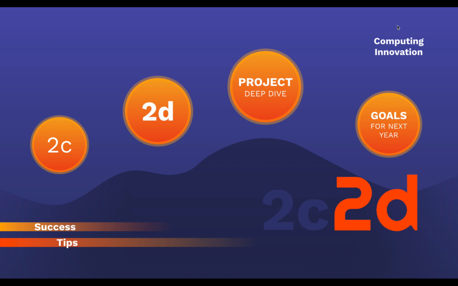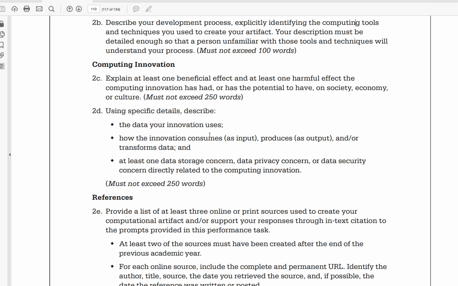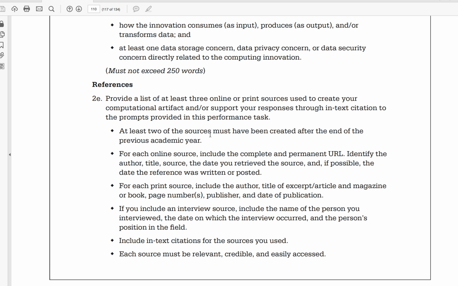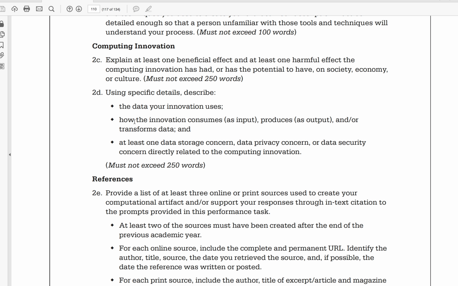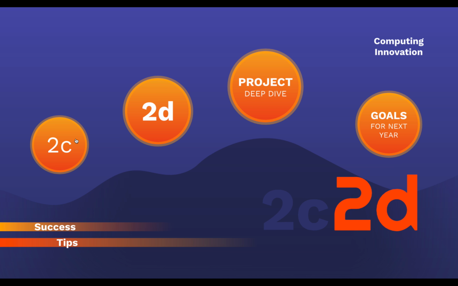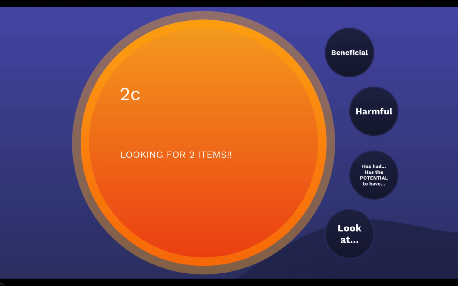We're going to talk about the Explore task and 2C and 2D. Now, the ones we're dealing with are these two right here. We're back on page 110, and it's 2C and 2D. And what do we do with these two questions? Now, what we're going to talk about, well, 2C, it's looking for two items.